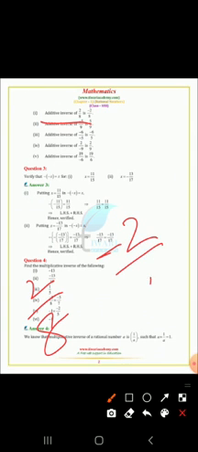It will be minus 2 by 8. Additive inverse is nothing but what I said: you just change the sign, negative to positive and positive to negative.